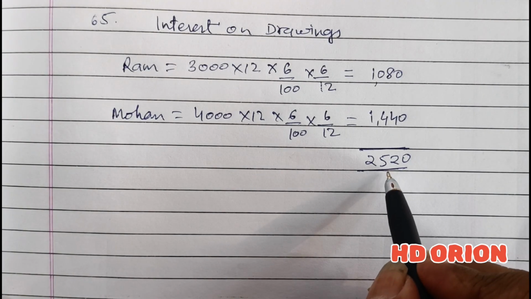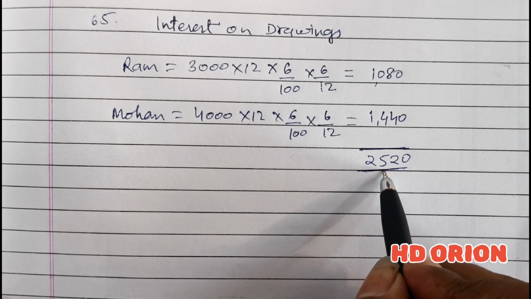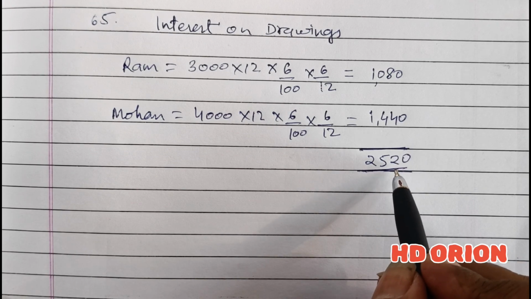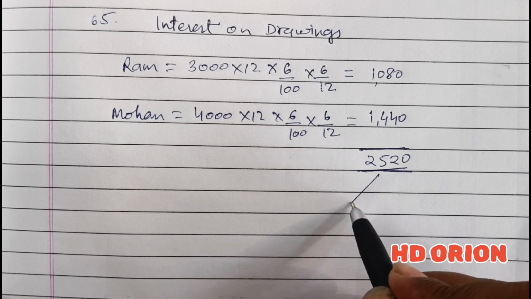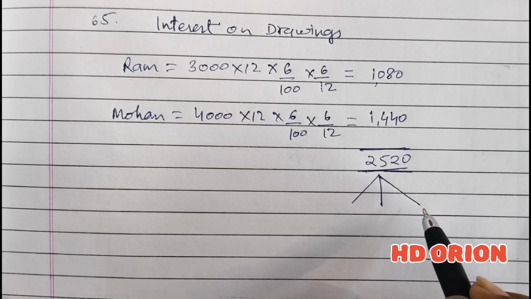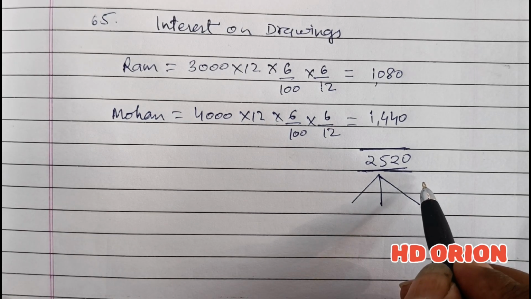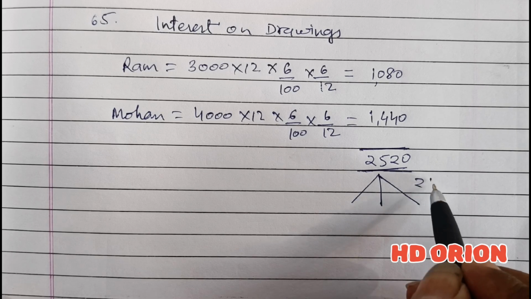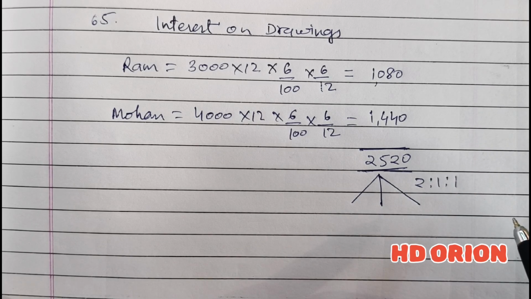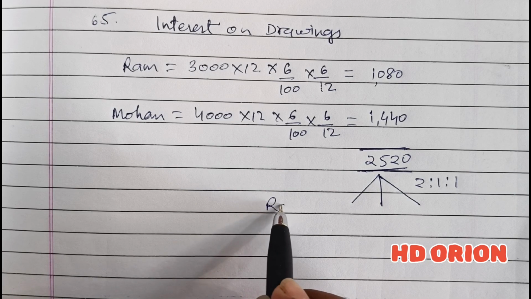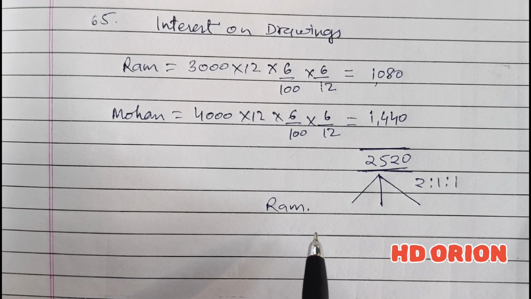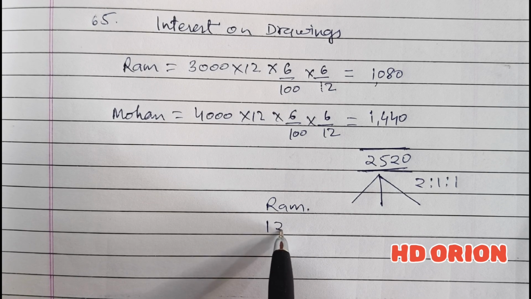So what has the firm done? The firm has collected this interest on drawings and it has distributed it to the partners in their profit sharing ratio. What is the profit sharing ratio? As given in the question, 2:1:1. So first partner Ram. Ram has received how much? Ram has received rupees 1260.